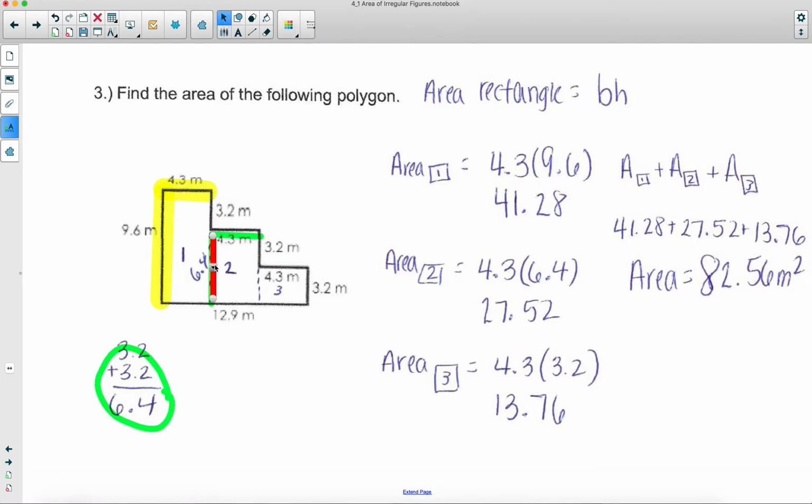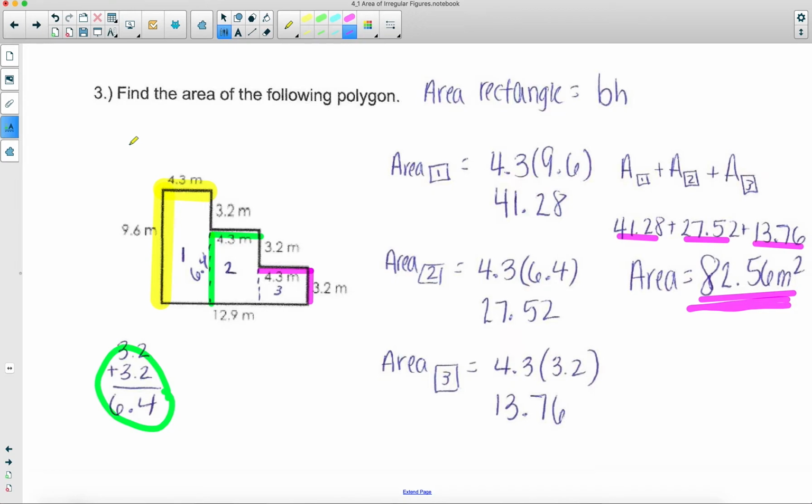Okay, so for that second rectangle, we have 4.3 times 6.4, and we get 27.52. And then finally, for the last one, rectangle 3, we have a base of 4.3 and a height of 3.2, 13.76. Add together those 3 areas, and we have a total of 82.56 square meters.